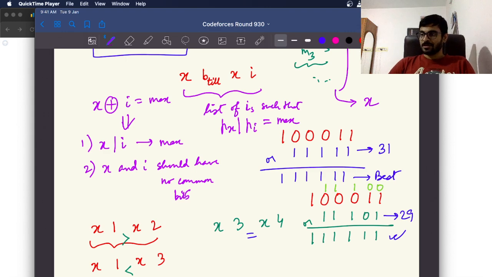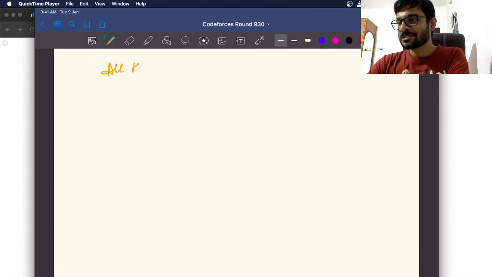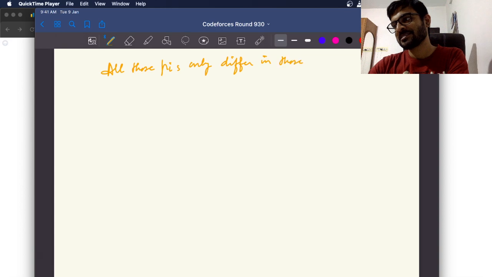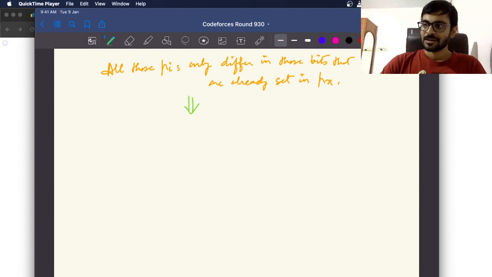Now, among all of them, what is different? Among all those PIs, what is different? Only those bits are different which are already set in X. All those PIs only differ in those bits that are already set in PX. And this gives me the guarantee of which one exactly is my answer.